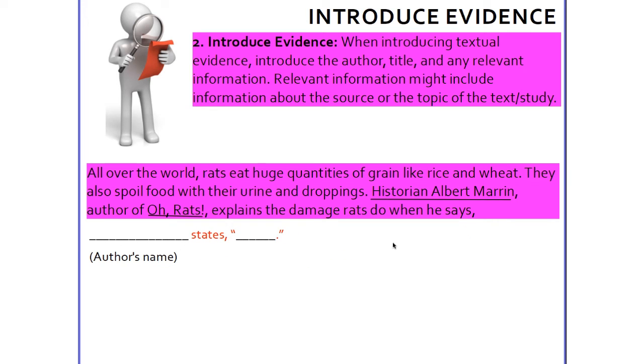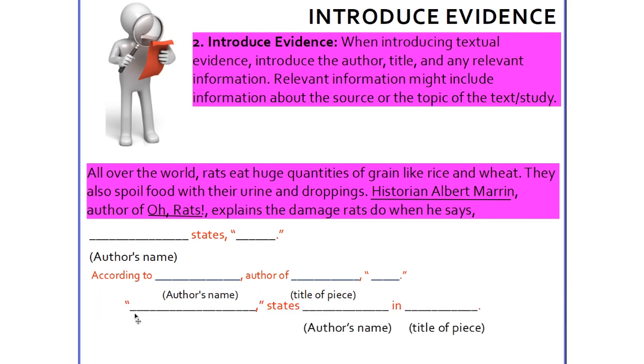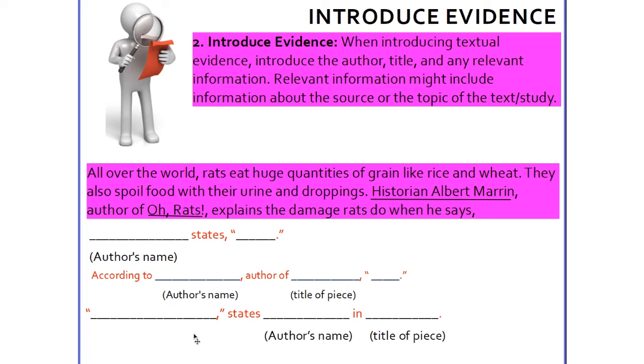You might say the author's name, just like I did, states, and then the evidence. You might write according to the author's name, author of, and then the title of the piece, and then the evidence. Or you might say the evidence states author's name in title of piece. The way that I did it is I added a tiny bit of information before I wrote my evidence. I used the first example, historian Albert Marin, author of Oh Rats, and then I wrote explains the damage rats do when he says, and then I write out my evidence.